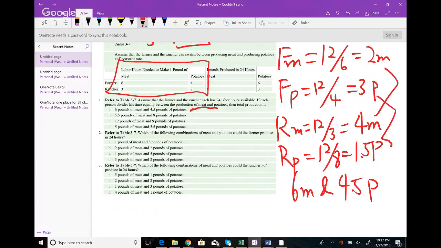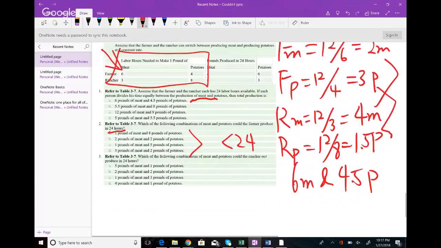Now, again, this is 24 hours. So again, we're going to use the table on the left because it mentions hours, which is how much the farmers can produce in 24 hours. Now we're going to see which of the following combinations falls less than 24 hours, because more than 24 hours is too much, less than 24 is good. Okay, so we're doing farmers here.